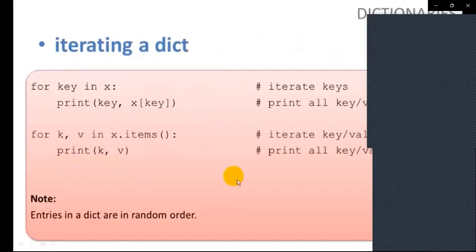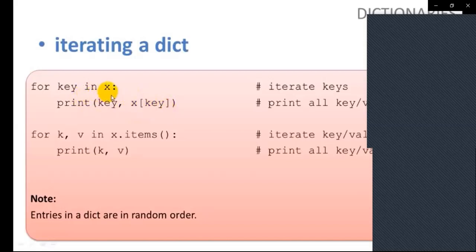Iterating a dictionary, we can use for loops. For variable in x, print variable, right? So we used the word key for our variable. We can print our key, and then if we want access to the value as well, we say x and then key in square brackets. And we can get both the key and the value this way by iterating.